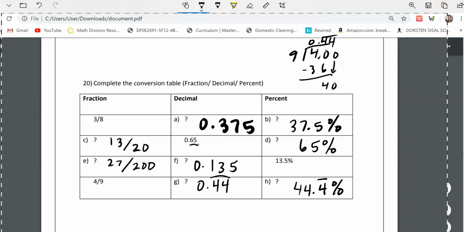So again, this completes the chart. Take your time. For fraction to decimal, you have to use T-bow. After you get your division done and you have your decimal, swing 2 places forward for the percent. All right, so that takes care of the chart for number 20.